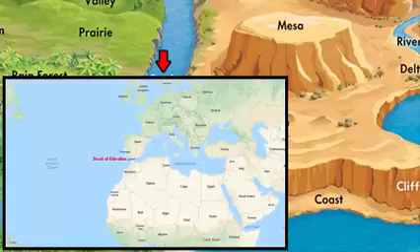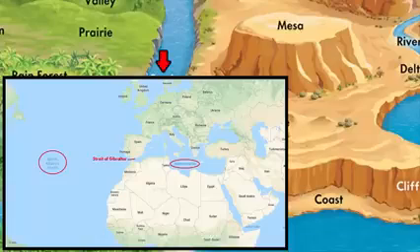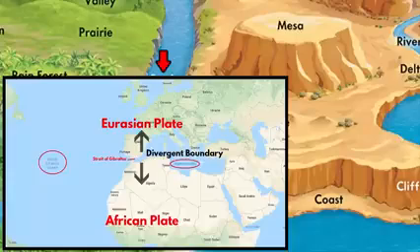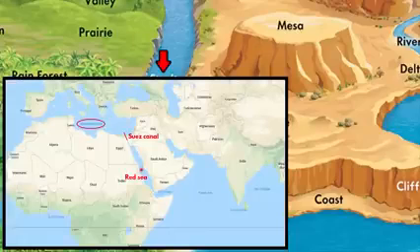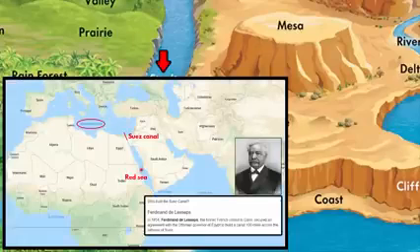If you look at the Strait of Gibraltar, it is the only link between the Mediterranean Sea and the Atlantic Ocean. It was formed by tectonic activity between the Eurasian and African plate when they drifted apart. Another way a strait can be formed is by human activity. If it is done by humans, then we also call them canals. The Suez Canal is a good example. It connects the Mediterranean Sea and the Red Sea.